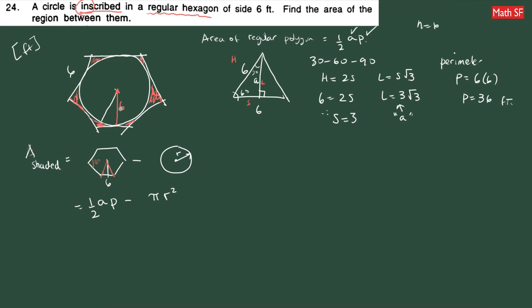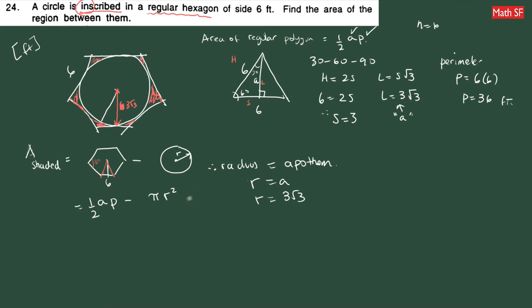No, actually the apothem is 3 root 3. So that part here is 3 root 3. That's the apothem. The apothem actually happens to be the radius as well. So we know the radius. Therefore, I'm going to write here that the radius is equal to the apothem. So r equals a, and r equals a is 3 root 3.